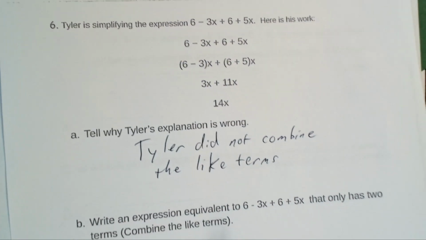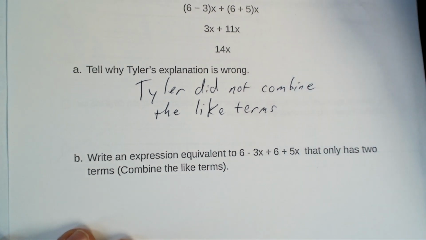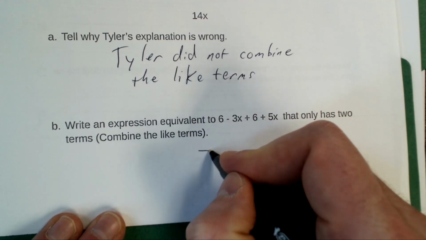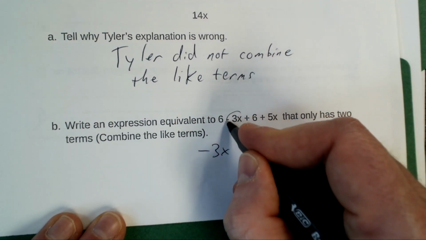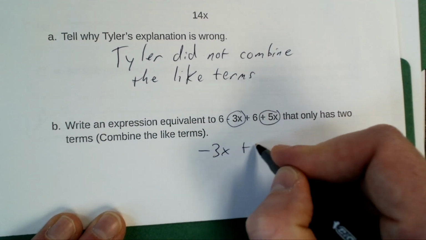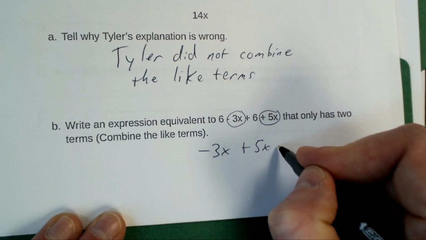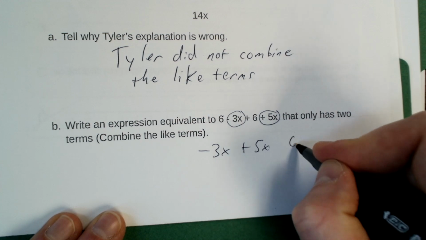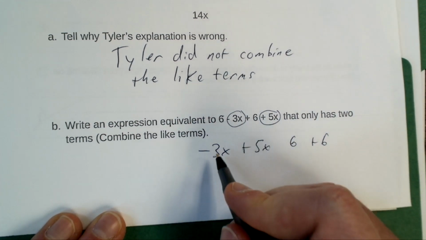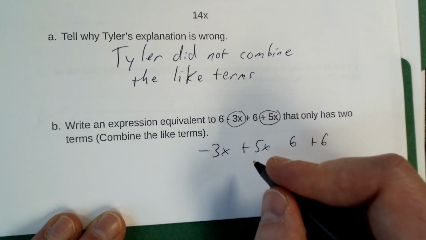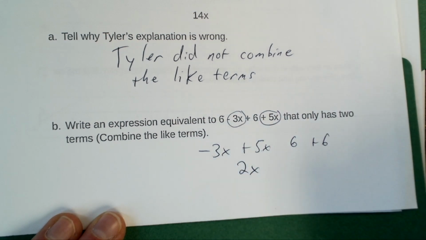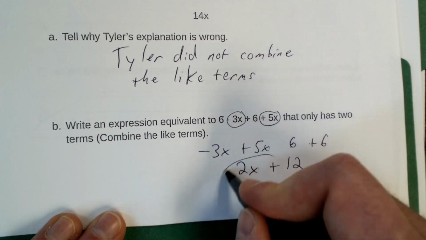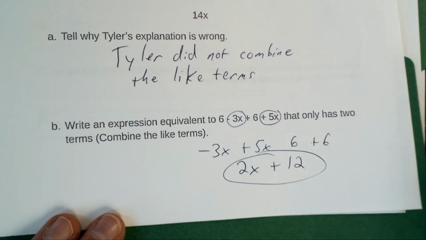Now, B says write an expression equivalent to that. That just means solve it out. So let's see here. I'm going to just move things around here. Negative 3x plus 5x. And then I'll do 6 plus 6. Well, negative 3 plus 5 is a positive 2, so 2x. 6 plus 6 is a positive 12. So your answer there is 2x plus 12.